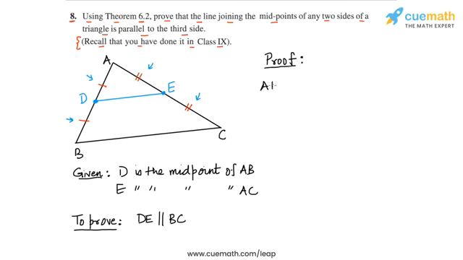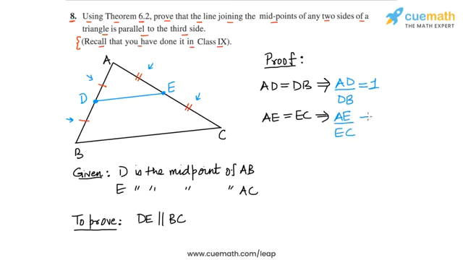So AD is equal to DB because D is the midpoint, and this means that the ratio AD by DB is equal to 1. Correct? Similarly, AE is equal to EC because E is the midpoint of AC, and this means that AE by EC is equal to 1.